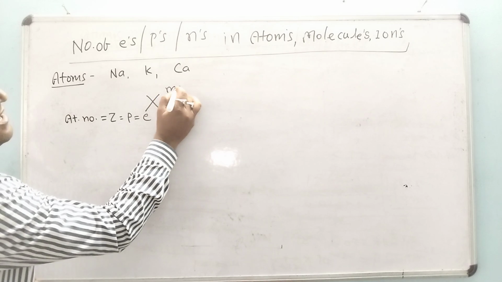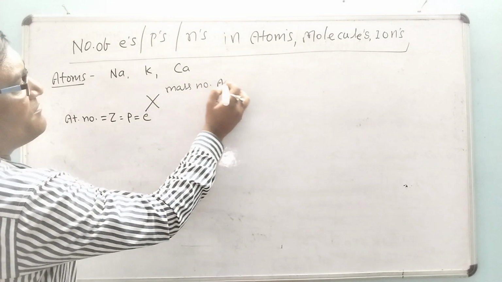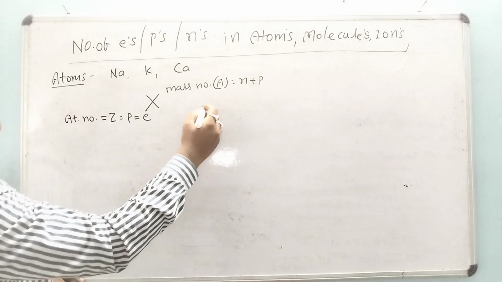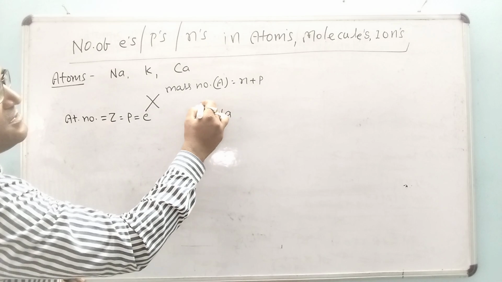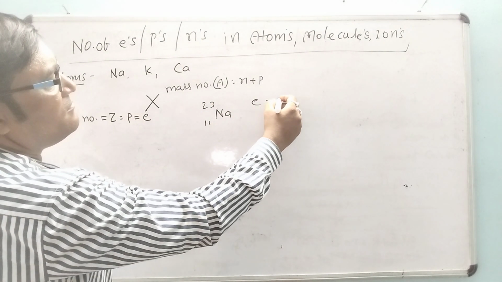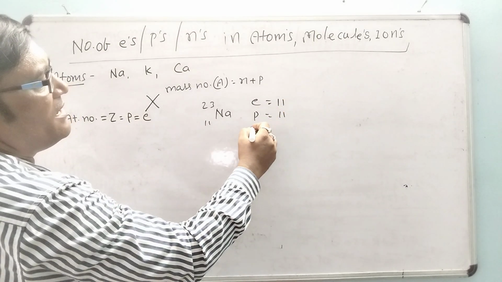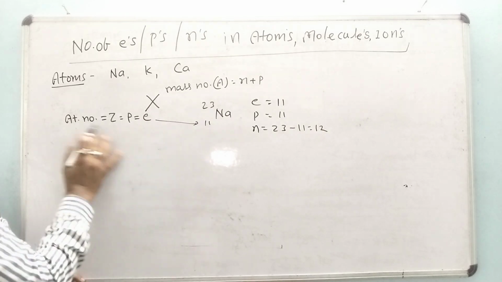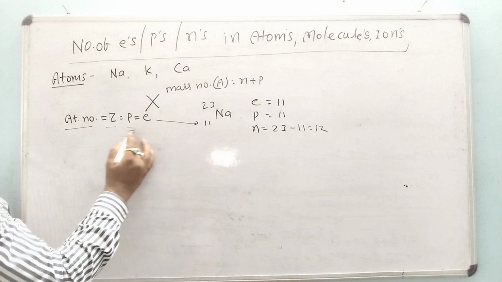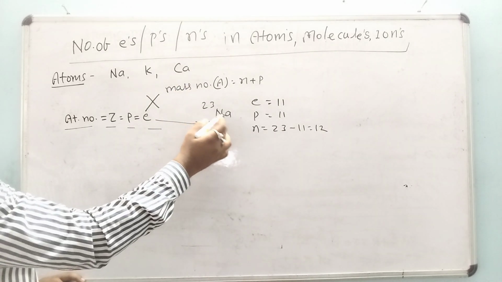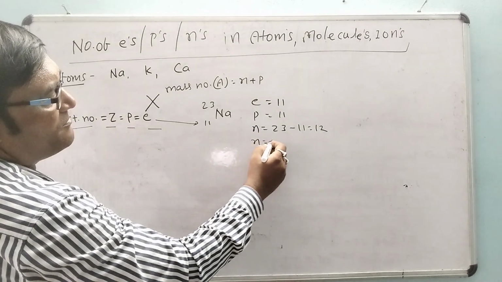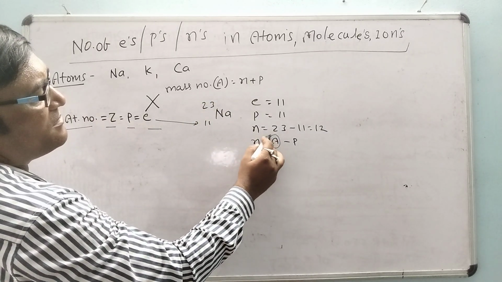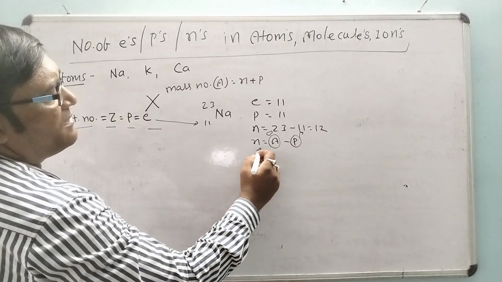After that we can write the mass number, the atomic mass number, denoted by A, which is the sum of the number of neutrons plus the number of protons. In case of sodium, atomic number is 11 and mass number is 23. Electron is 11, proton is 11, and neutron is 23 minus 11, which is 12. Because here atomic number Z is 11, number of protons 11, number of electrons 11, and number of neutrons N is equal to A minus P. Here A is 23, P is 11, and neutron is 12.